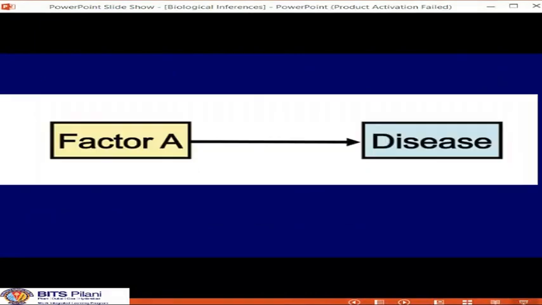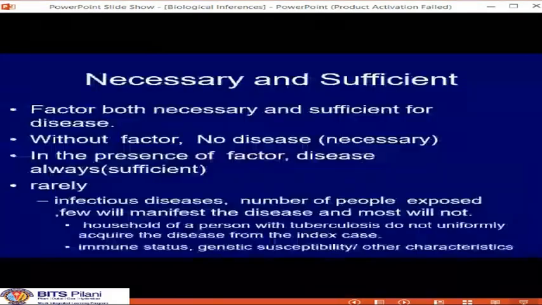The first, you have a factor A which causes disease, the direct causality. And we say this is necessary and sufficient. The risk factor is necessary, meaning without that risk factor, you can never have disease. So that's called necessary. No risk factor, no disease. And what does sufficient mean? In the presence of the factor, disease is always present.